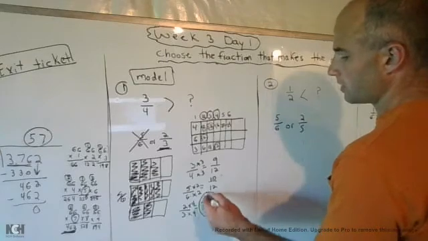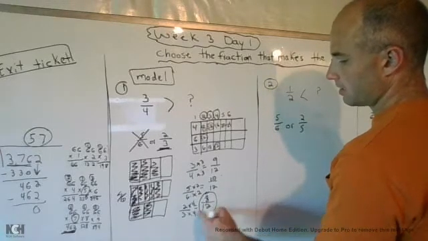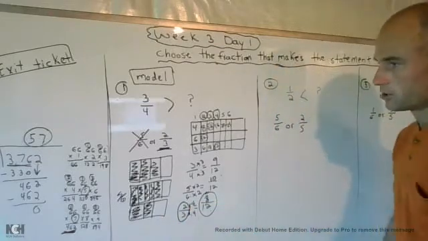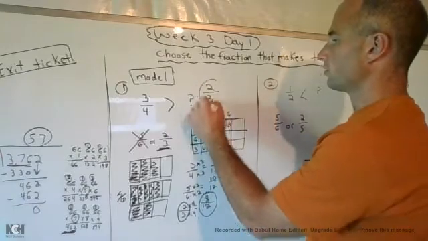So this ultimately shows me that 8/12, also known as, let's say this is Superman, as Clark Kent, 2/3, is smaller. So the answer for number 1 is 2/3.